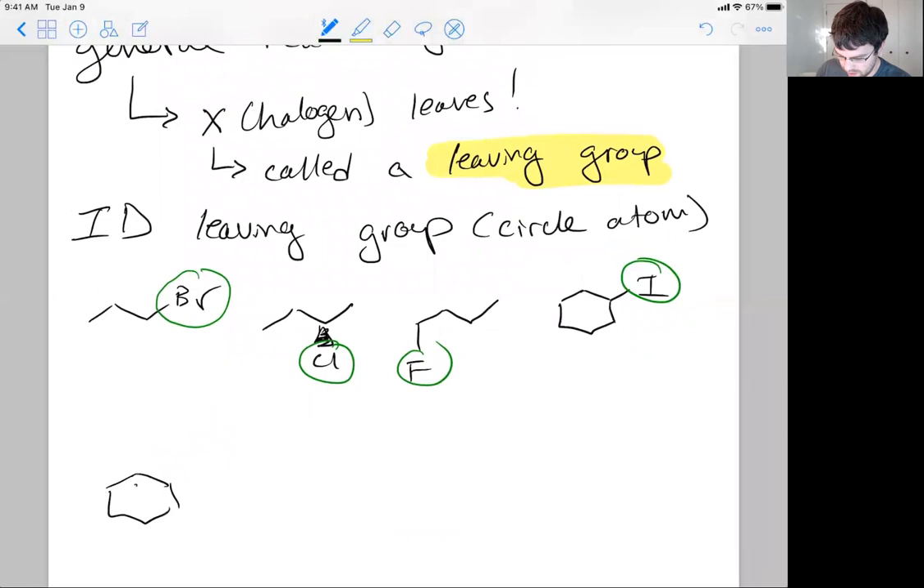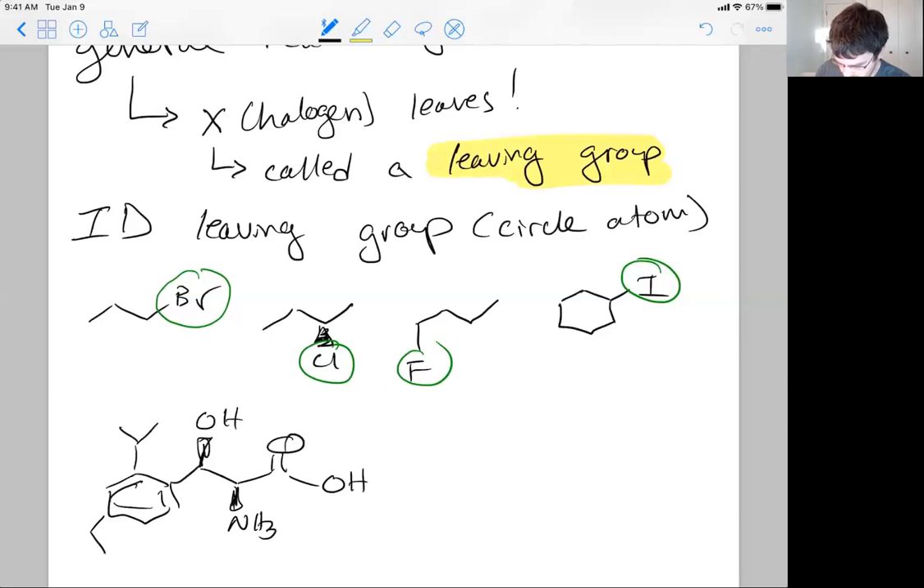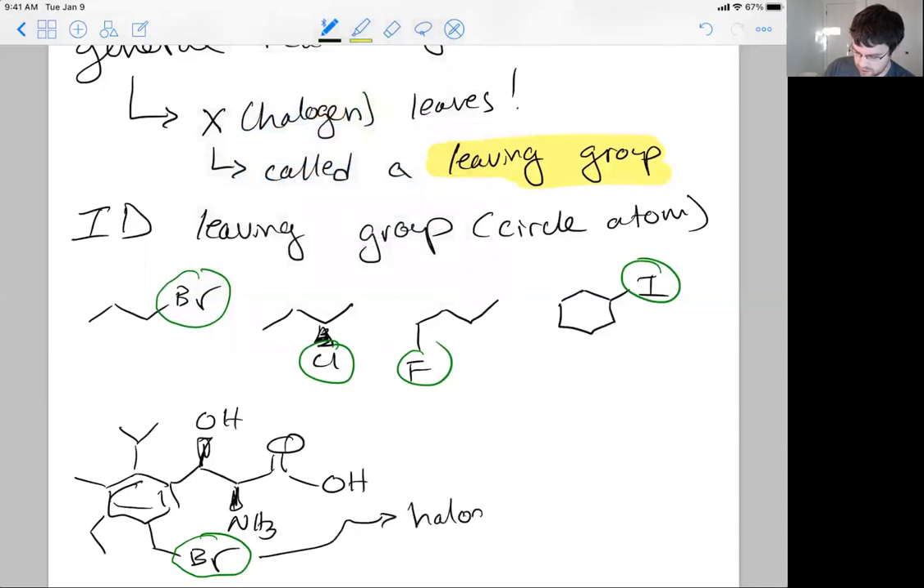Like, let's say we've got something like this, some molecule here, and this, and then we go to here. What I want you to be able to do is look for the leaving group. Now, the leaving group is going to be a halogen in most cases. So halogen atoms are the leaving group.